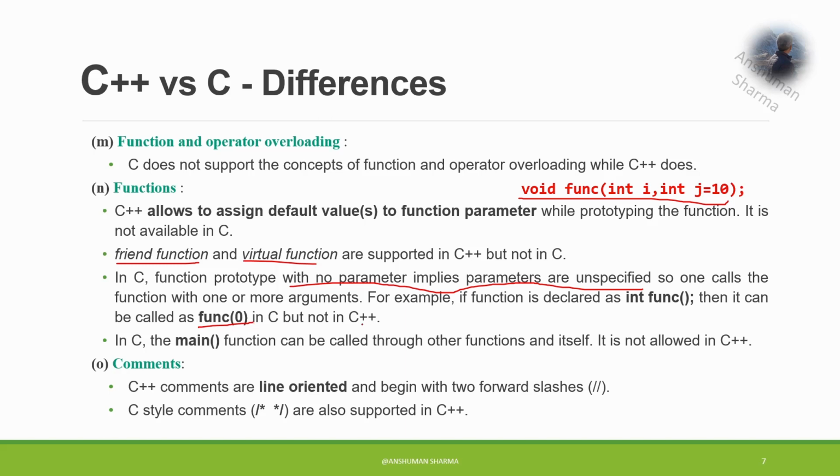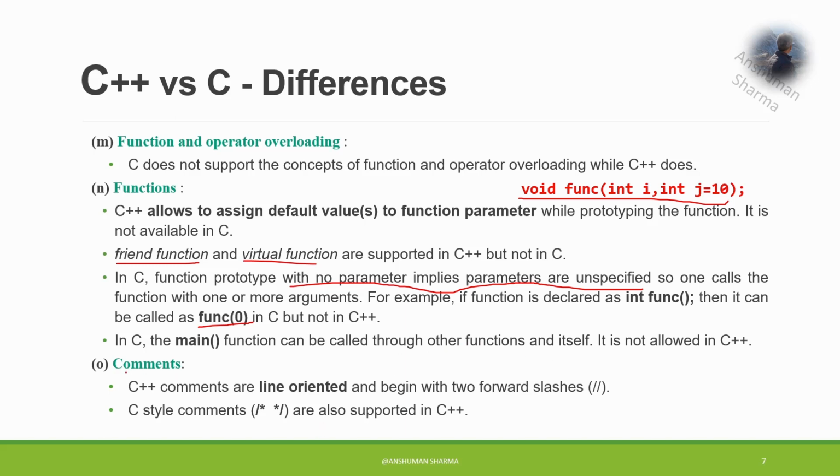Then in C, main can be called through other functions and itself, but in C++ it is not allowed. Main is the first function that is called when the program execution starts. So this is also a difference in the context of main. That function can be called through other functions in C, but not in C++.